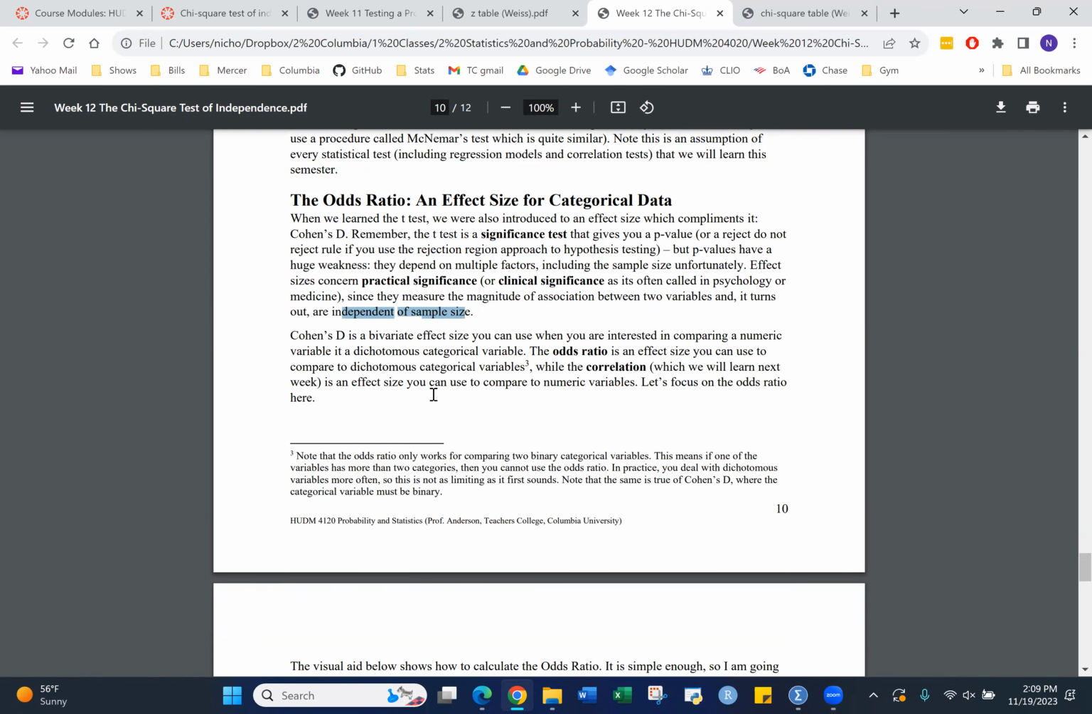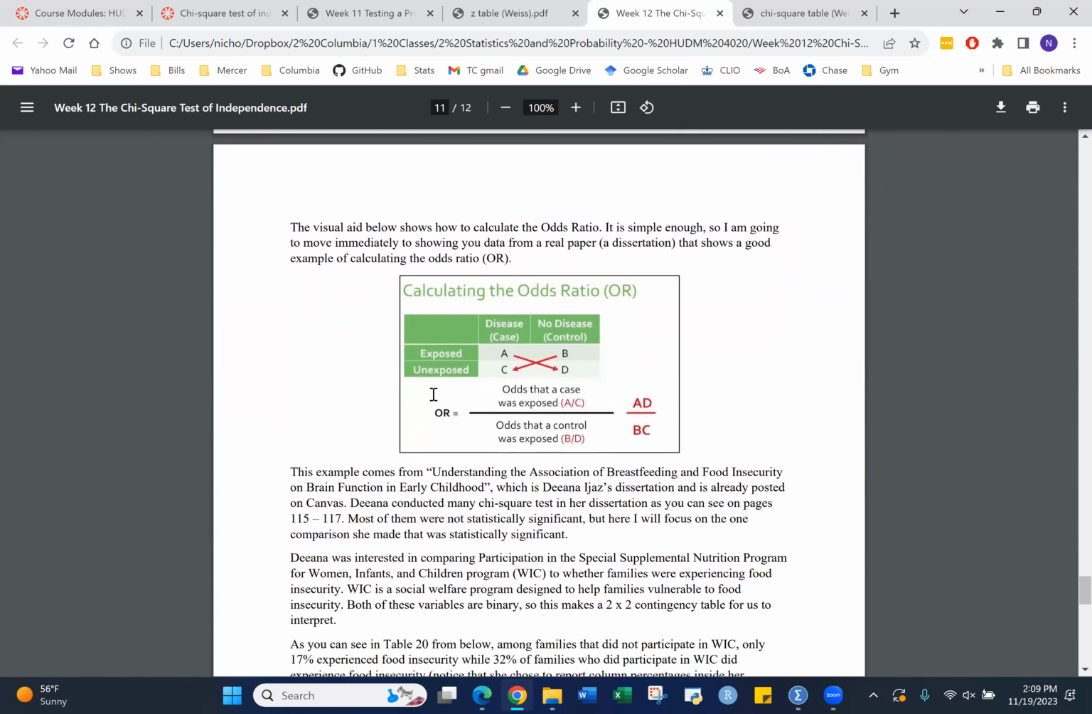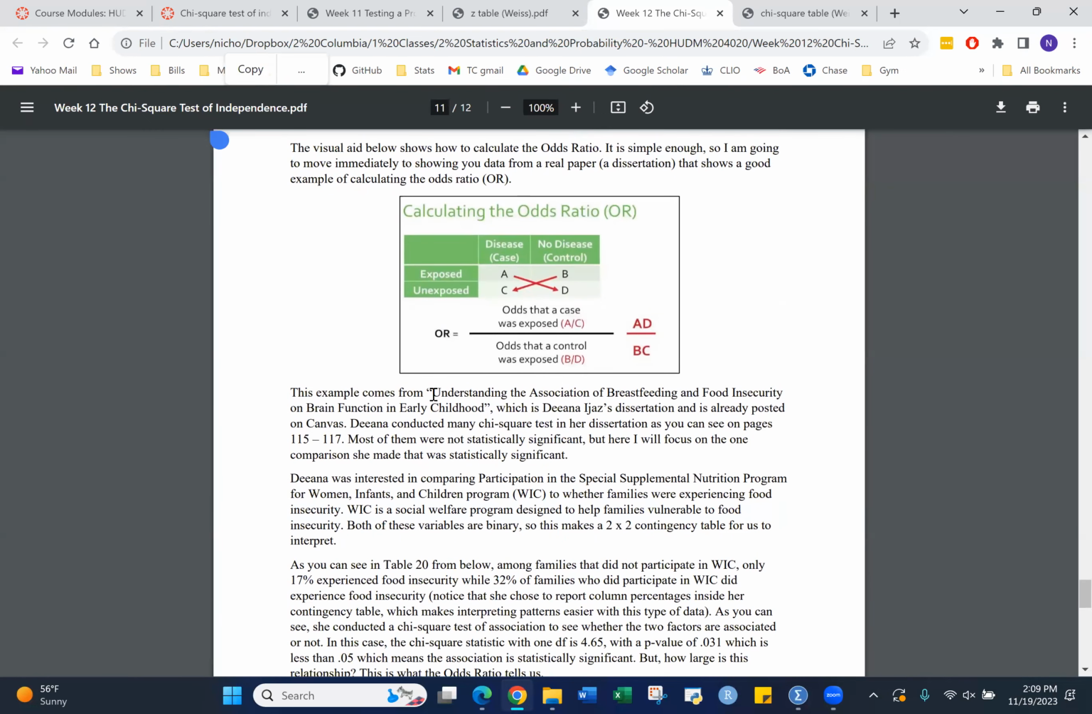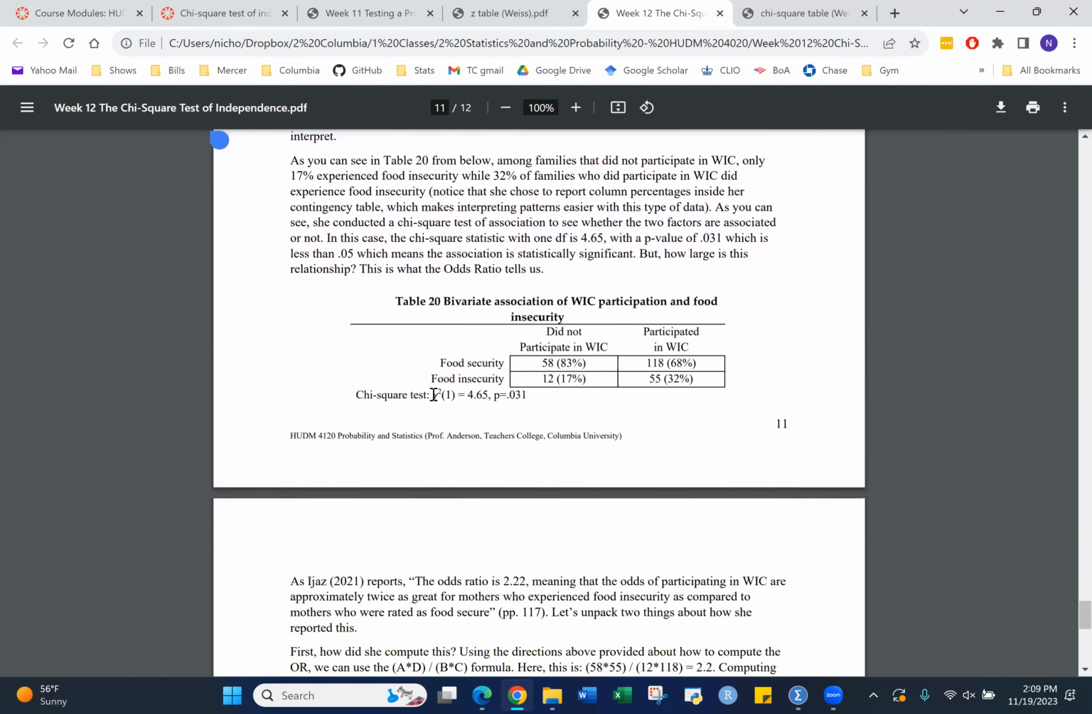So let's go ahead and learn our odds ratio effect size. Now, the good news is it's very easy to compute the odds ratio. So I'm going to do an example here.